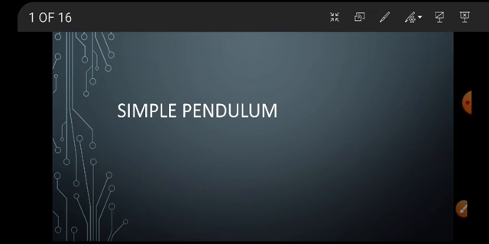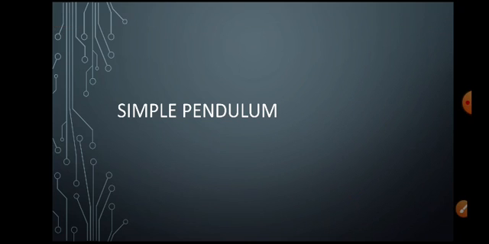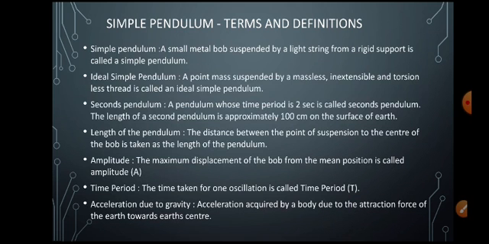So next, ideal simple pendulum. If a point mass is suspended by a massless, inextensible and torsionless thread, it is called an ideal simple pendulum. In a pendulum, a heavy mass is suspended from a rigid support with a lightweight string, and it is called a simple pendulum.